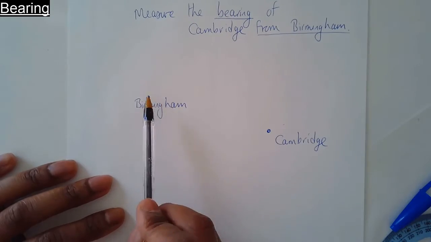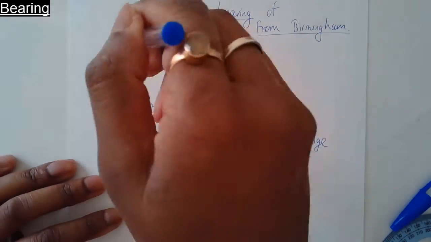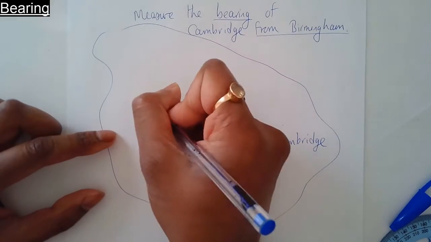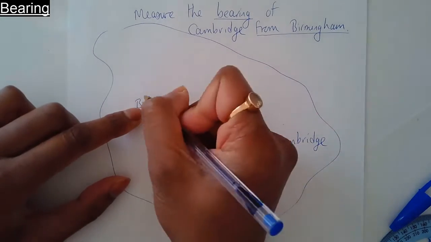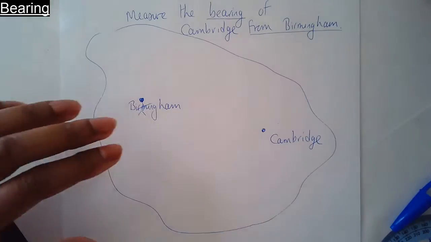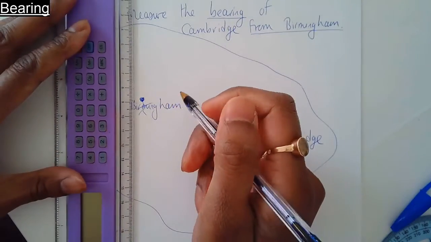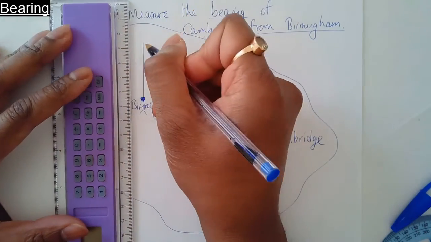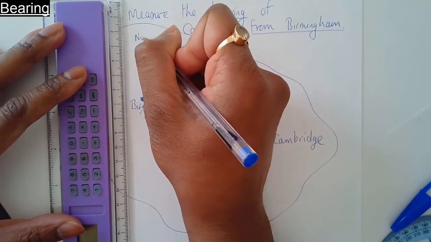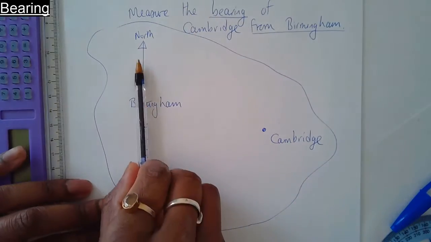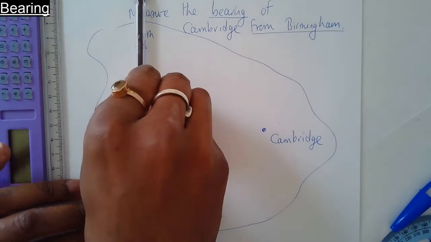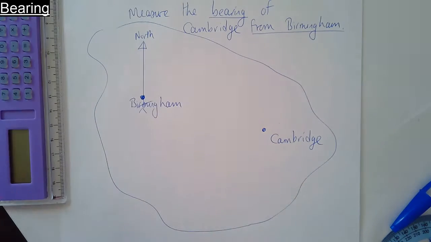Well, here I've got Birmingham, Cambridge. And that's just my map. Currently I'm standing here, Birmingham, right there. So what I do is I draw a north line from Birmingham going straight up. North is always straight up. So that's north, that's 0 degrees. It's going to be 3 digits, it's 000.